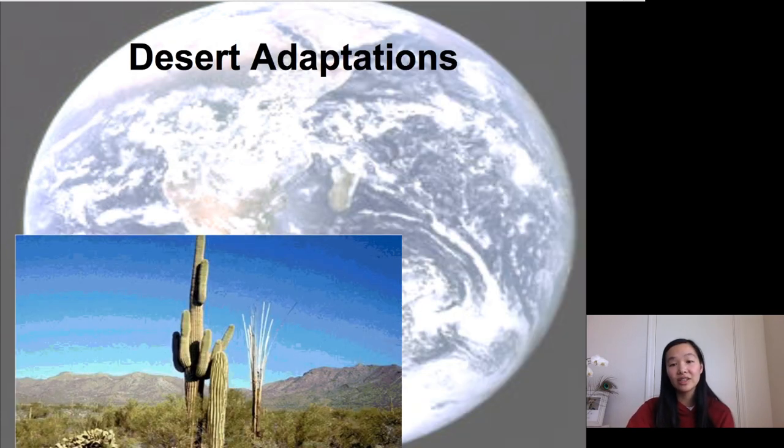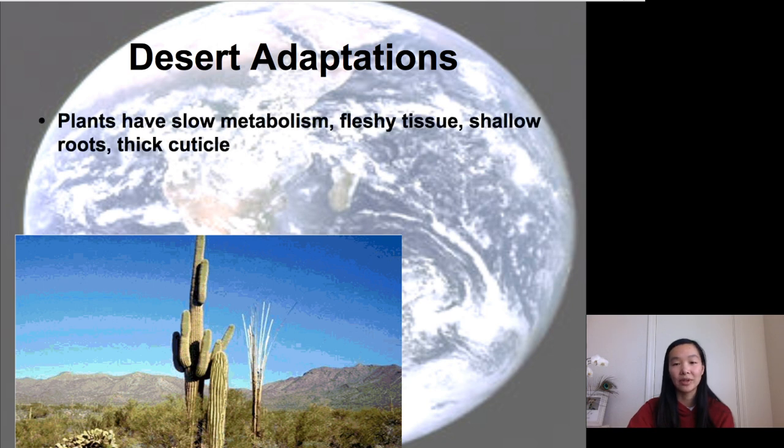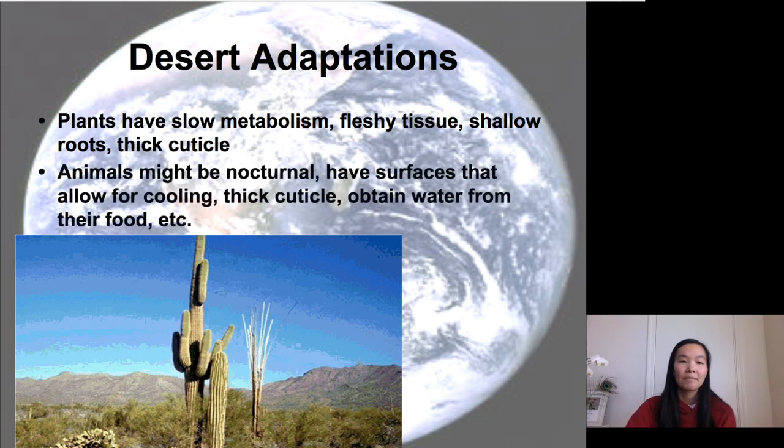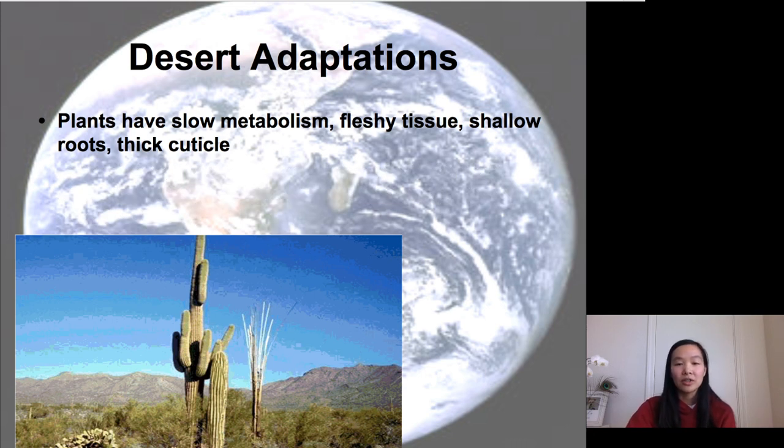Okay, so to live in such a harsh environment, plants and animals have to have certain adaptations that help them especially survive. So plants are going to have a slow metabolism so that they don't use up their energy too quickly. Fleshy tissue helps to retain more moisture, retain the water that it stores up.